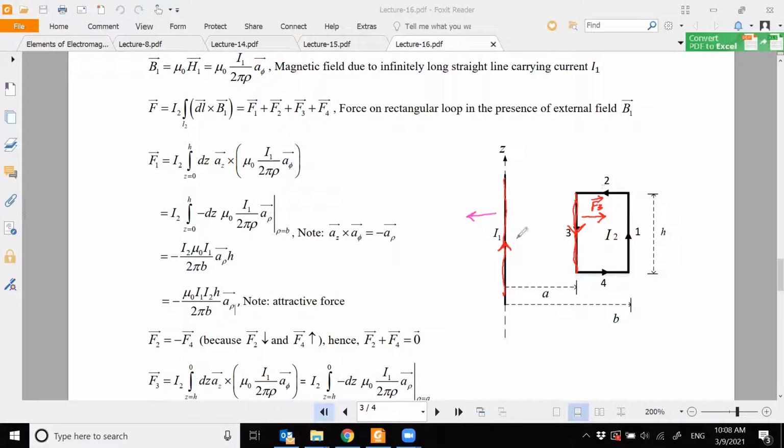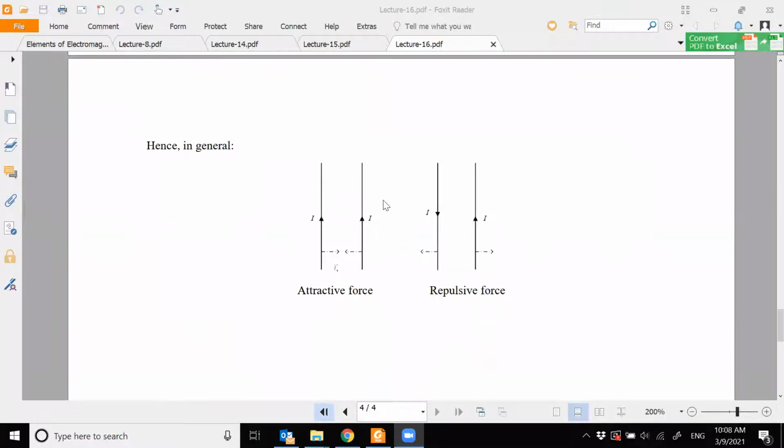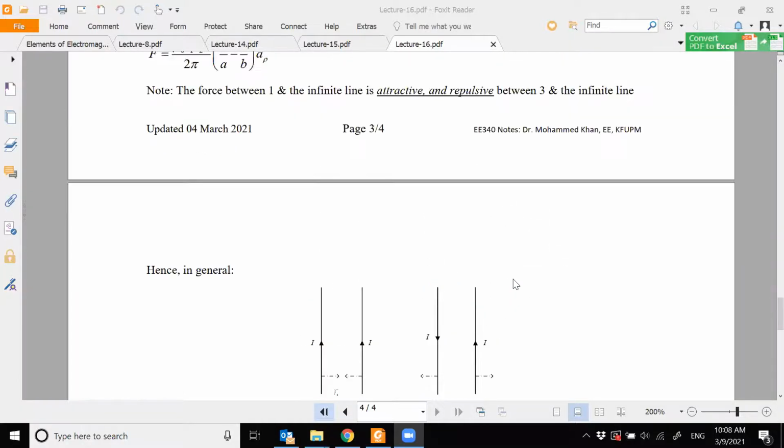So what kind of force is exerted on the two line currents which are carrying current in the different direction? It is a repulsive force. So this is the conclusion from this question: if they are carrying current in the same direction, they will experience an attractive force. If they are in a different direction, they will experience a repulsive force.